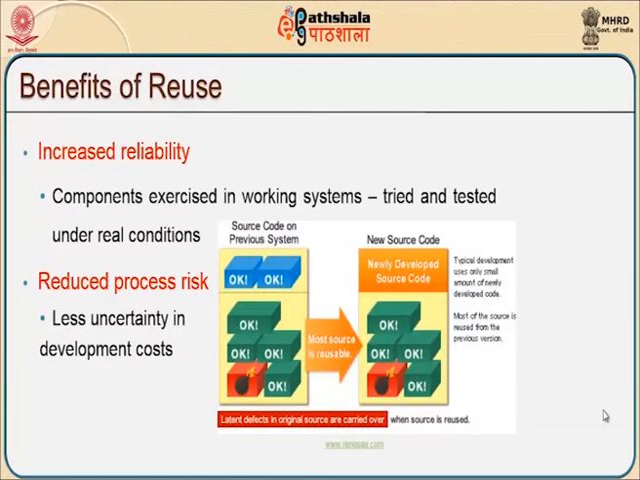Now that we have looked at a lot on the reuse perspective, let us see what the benefits of this reuse are. Because of reuse, we have increased reliability. Components exercised in working systems, tried and tested under real conditions, that were working fine, that were proved to be the best and had a prototype and a standard, can now be better utilized and are more reliable. And this has reduced process risk, with less uncertainty in development cost.